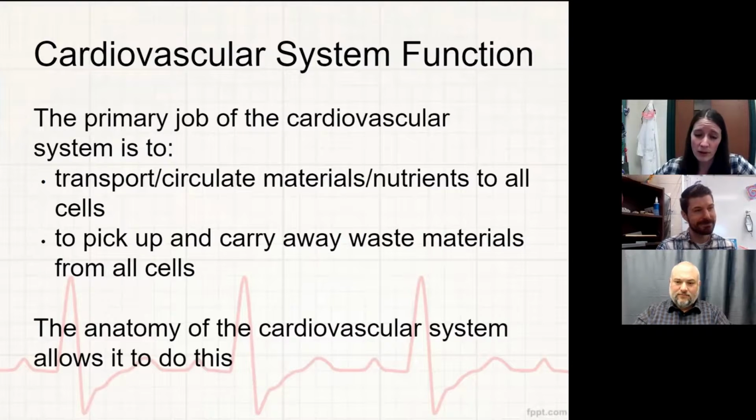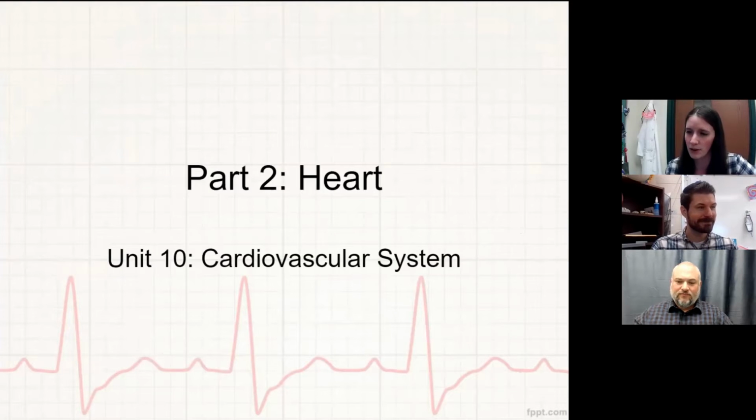And what we'll get into in these next couple of videos is the anatomy of the cardiovascular system and how that structure allows the system to carry out these important jobs. So that's what we've got for you, our little introduction to the function of the cardiovascular system. We'll see you next time for the heart.